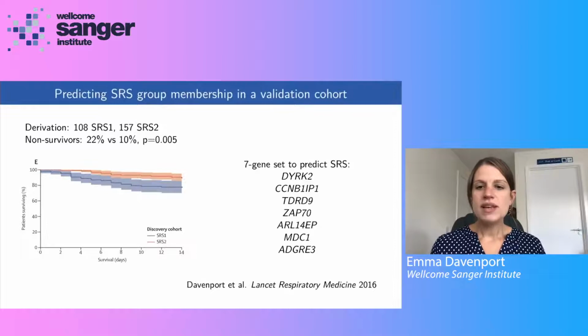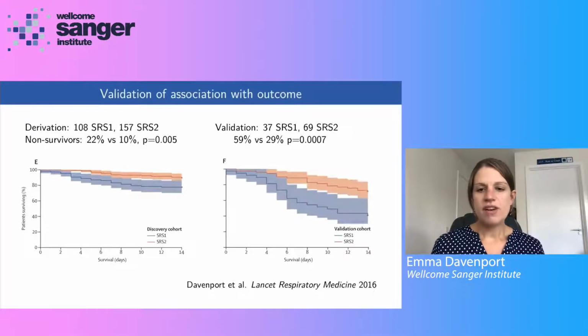And we came up with a 7-gene set, which we were then able to use to call SRS in additional cohorts. These 7 genes basically represent the big transcriptomic differences that we're seeing between the two groups. So we recruited just over 100 additional new patients to the study, and we used this 7-gene set to predict whether an individual was in SRS1 or SRS2. And then when we plot our survival curve again, you can see that we're able to confirm that this SRS1 group have a much poorer outcome compared to individuals in the SRS2.